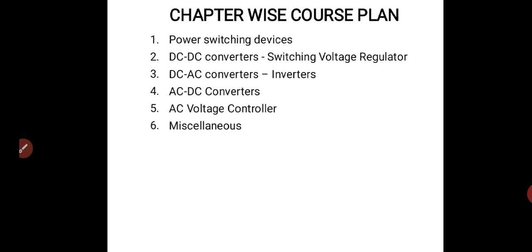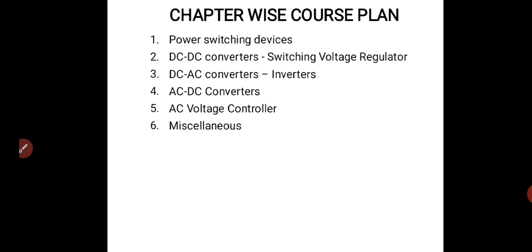Chapter wise course plan. There are 6 chapters. First one is power switching devices, in which we will study about the different types of power electronics devices and their constructions, operations, switching characteristics and applications.